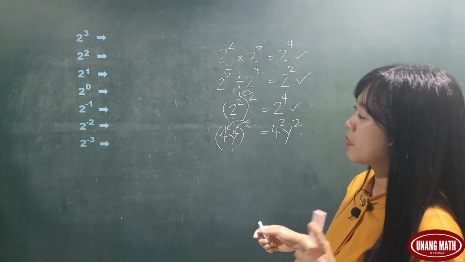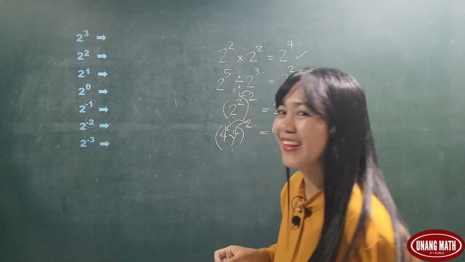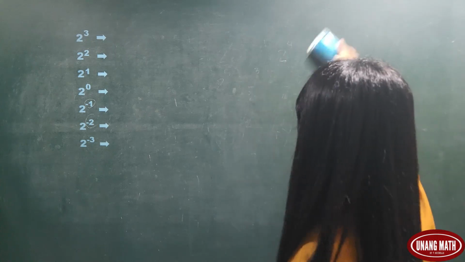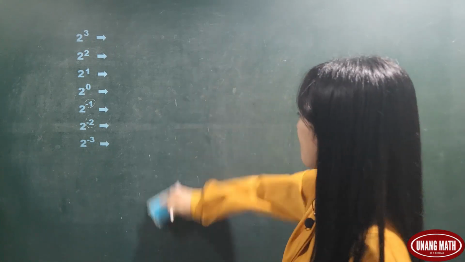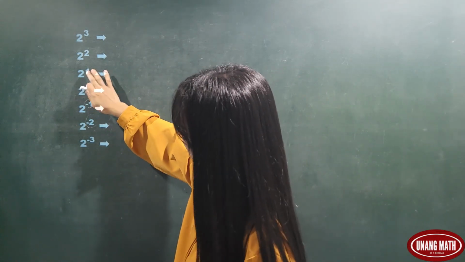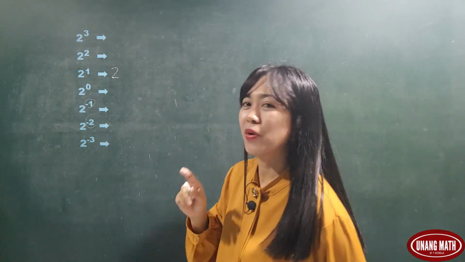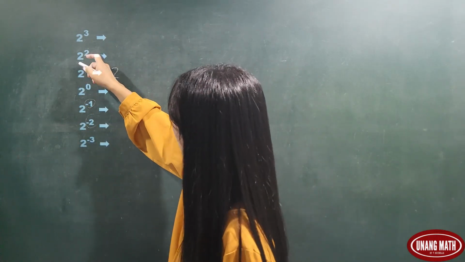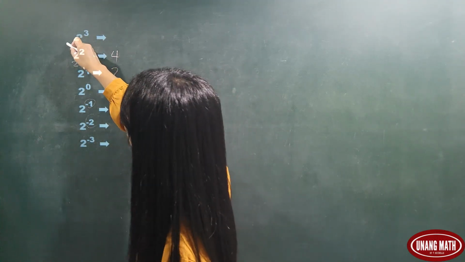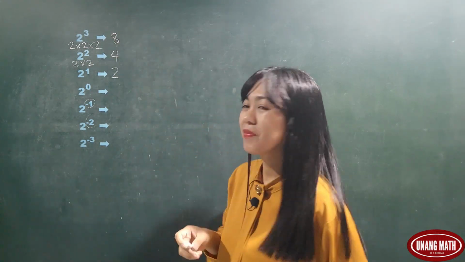Now, you might be wondering what will happen if the exponent is negative. Now I will briefly explain how we are going to simplify a number with a negative exponent. We all know that if the exponent is 1, let's say for example 2 raised to the power of 1, that is equal to 2. If it's 2 raised to the power of 2, this is 2 times 2, so this is equal to 4. 2 raised to the power of 3 is 2 times 2 times 2. So this is equal to 8.